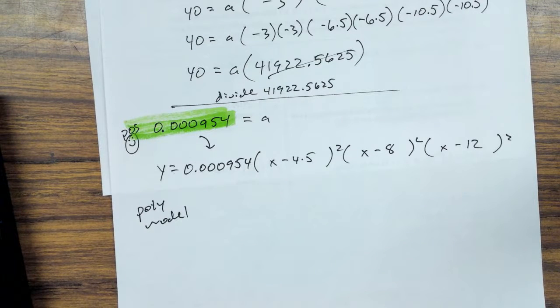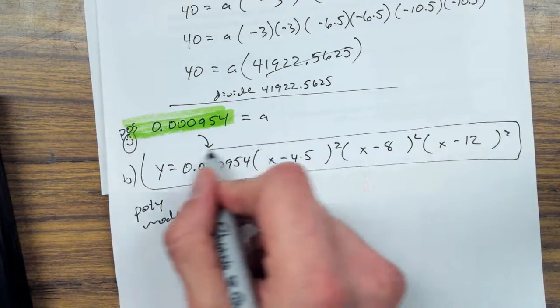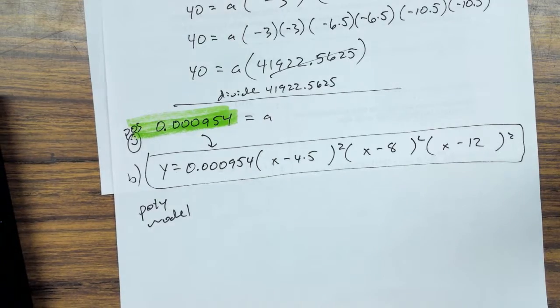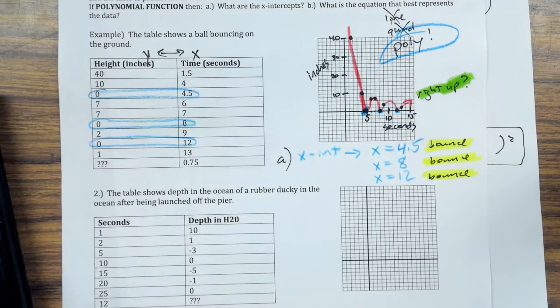And if we go back and read the directions, all they wanted us to do was talk about the x-intercepts and find the equation. So this is really the answer for B. And the answer for A was this part that we did earlier, the x-intercepts.